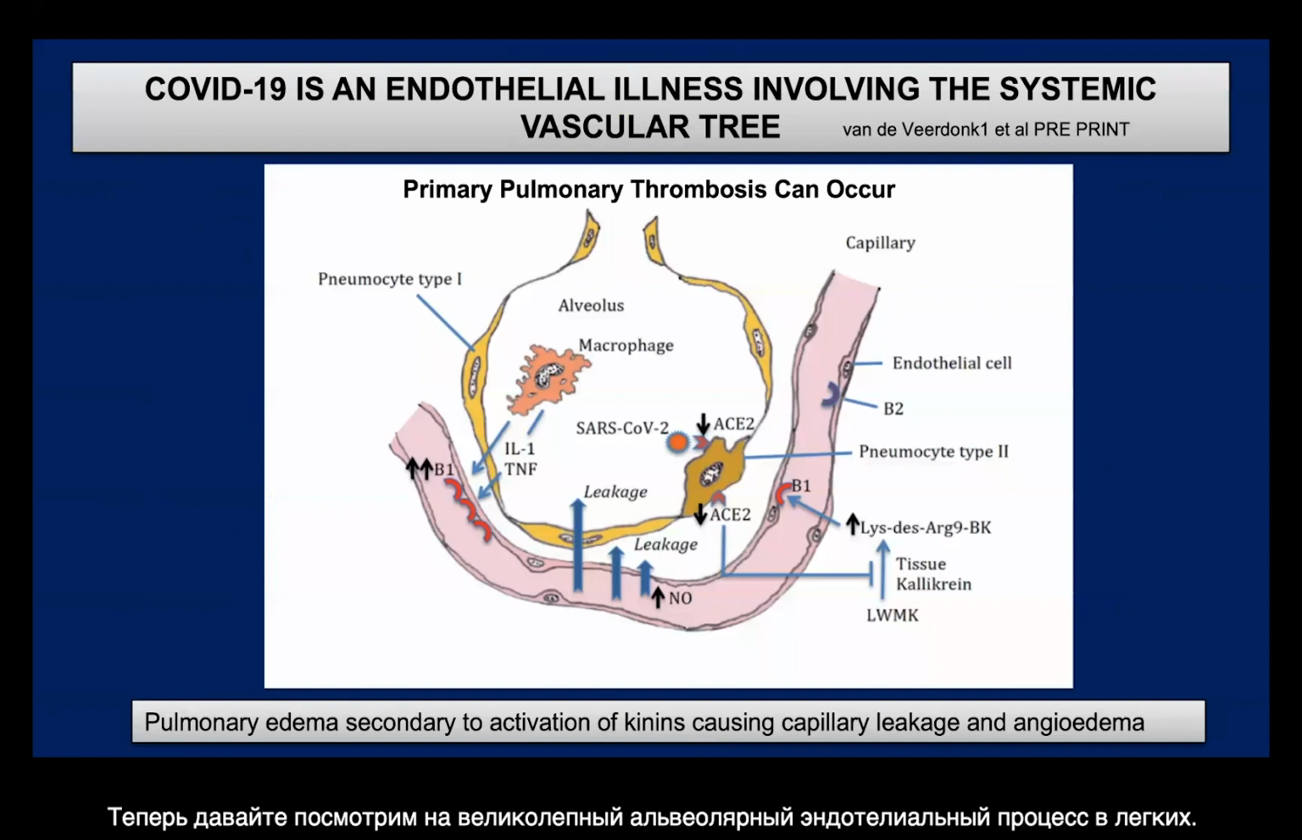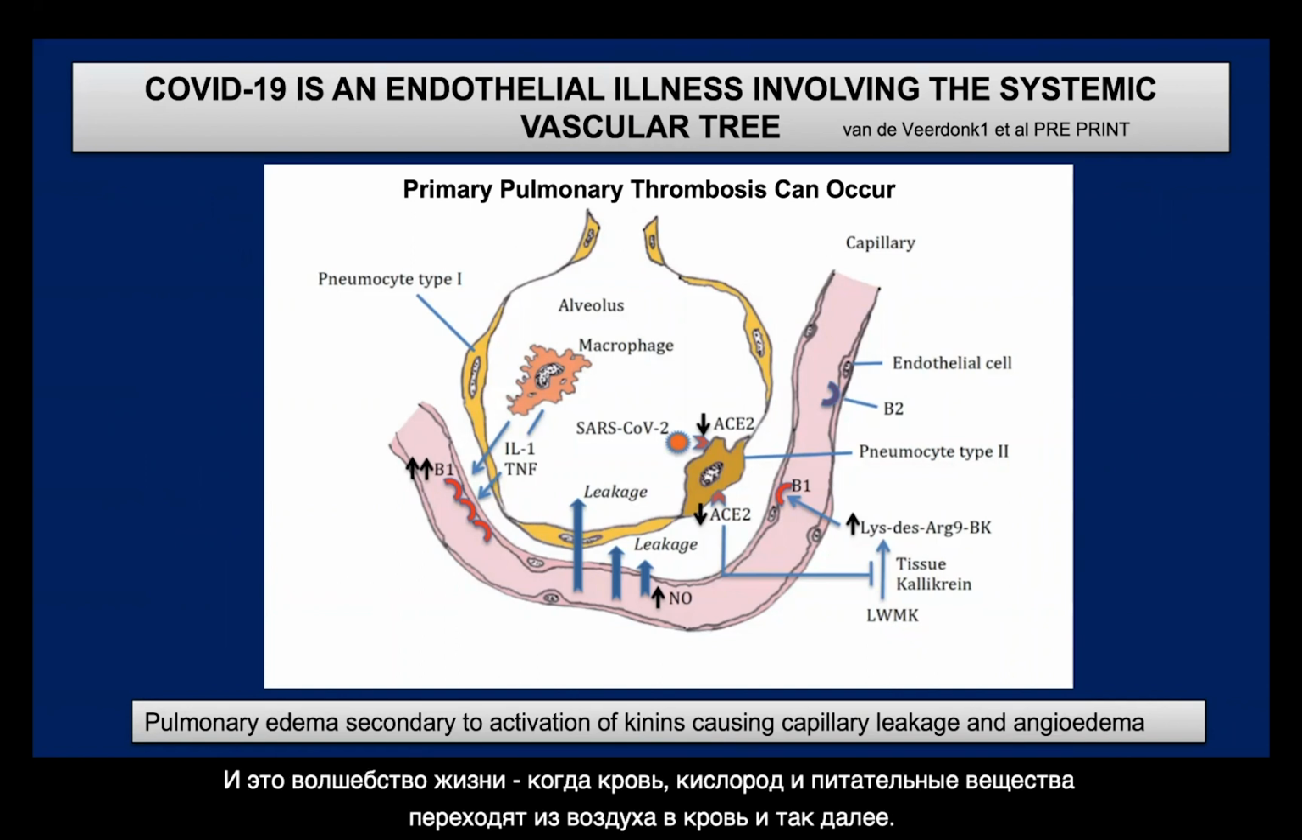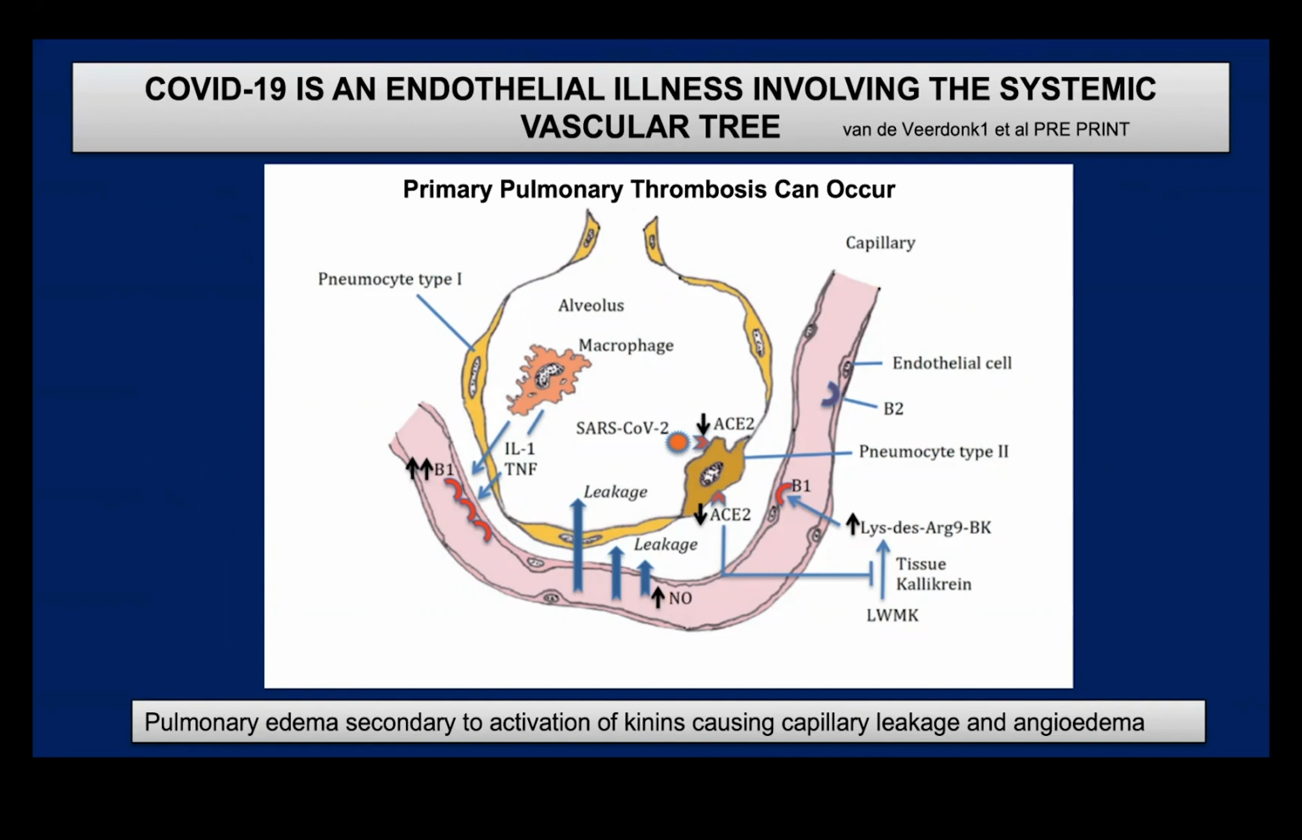Now let's take a look at this gorgeous alveolar endothelial interface in the lungs. And this is the magic of life, where blood and oxygen and nutrients go from air to the blood and so forth. And we can see that when there's activation with the virus, there's a number of reactions that take place here, which damage this delicate membrane.